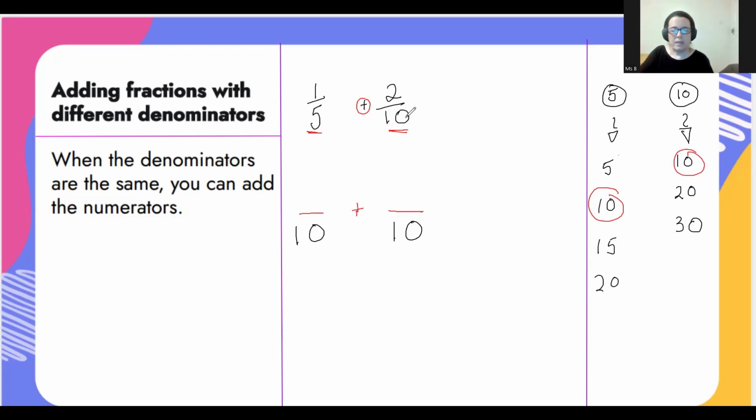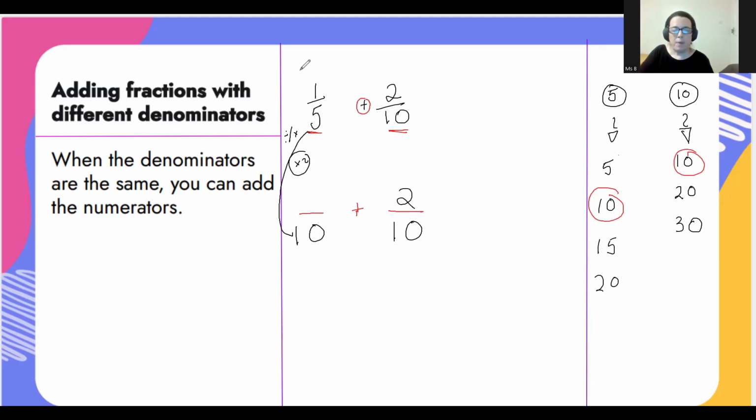Let's look at 2/10. My denominator is already 10. So I don't need to make any changes to my numerator. Let's have a look at the other fraction. 1/5. Well, from 5 to 10, remember, we're going to divide or multiply. To get from 5 to 10, I have to multiply by 2. So I'm going to repeat that. To get from 5 to 10, I multiply by 2.